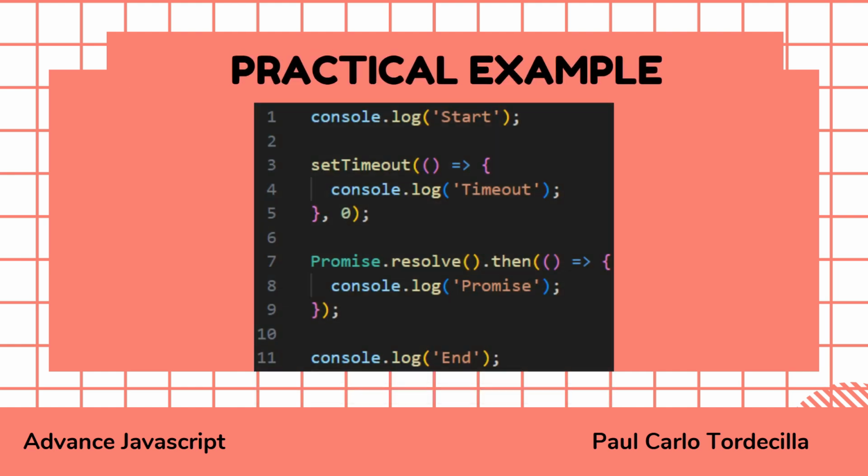Let's look at a practical example to see the event loop in action. We'll write some code that uses setTimeout, promises, and an immediate function to observe the order of execution. This will help to solidify your understanding of the event loop.